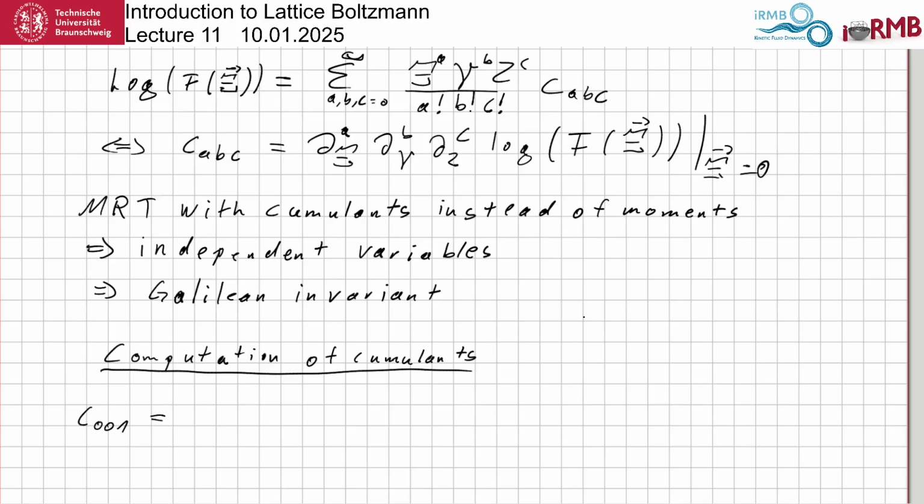Going by the definition, cumulants are the coefficients of the series expansion of the logarithm of the moment generating function, the Laplace transform of the velocity distribution function. So how do you compute these? You take the derivative, so c_001 is obviously the zeta derivative of the logarithm of the Laplace transform of f at the position where xi is equal to 0.